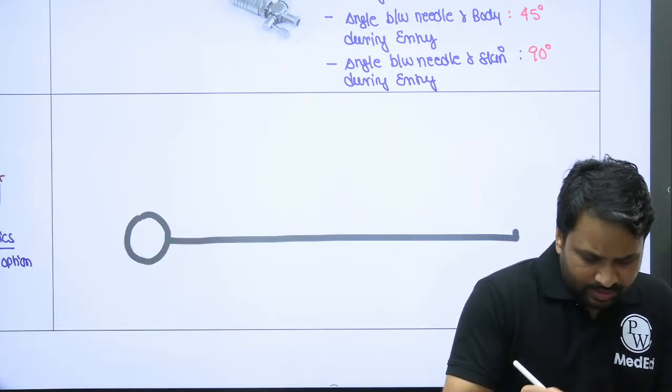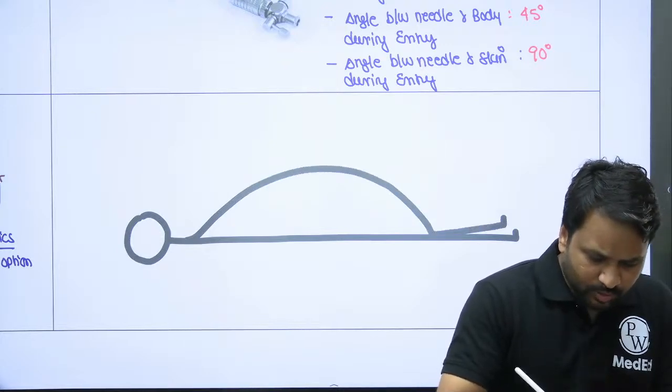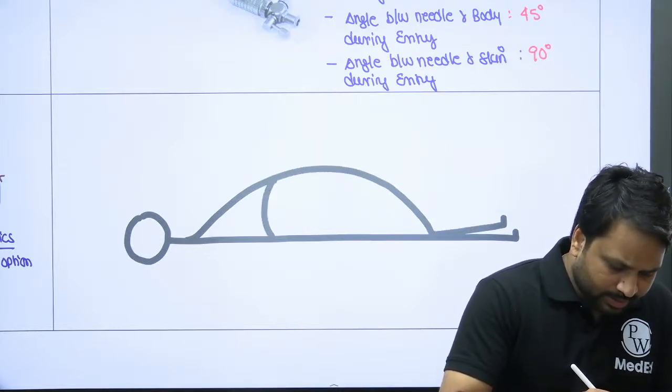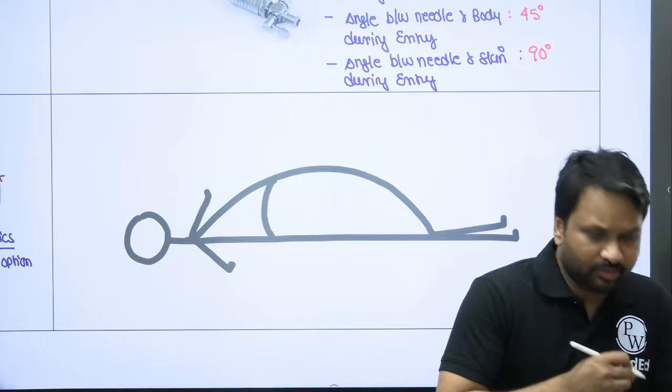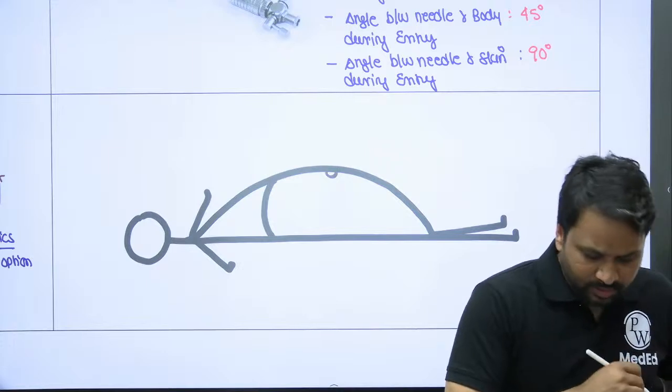Let's say this is the patient. Let's say this happened to the trunk of the patient. Let's say this is the lower limb. This is the thorax, and this happens to be the arm of the patient, right? Now, for the sake of understanding, let's say this is the umbilicus of the patient.